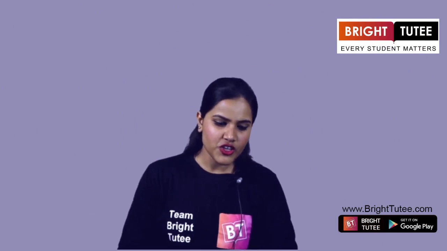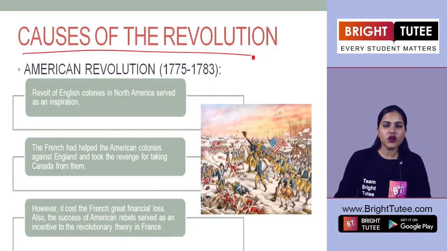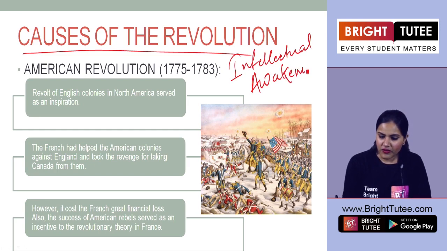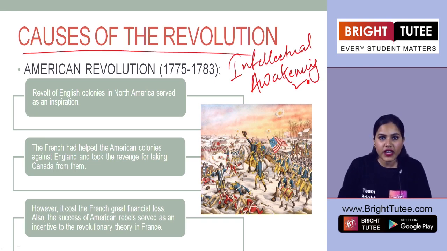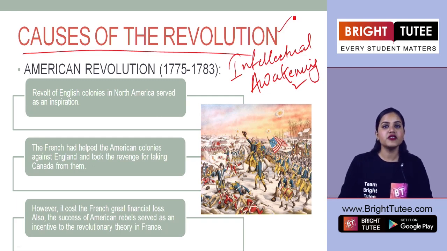Hello students. So now let's continue with our topic that we were reading, that is causes of the revolution. Before this, you have learnt about the intellectual awakening as the first cause that led to the French Revolution. When we are talking about the intellectual awakening, it means we were talking about the great philosophers and the theories that they propagated, the theories that they tried to spread among the common people. They were the main source of this whole revolution.